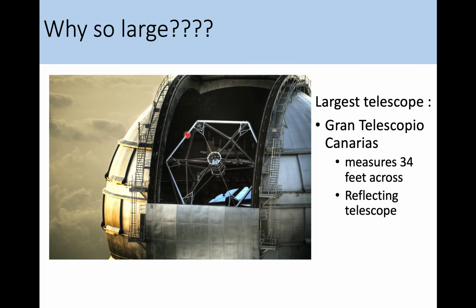So why are telescopes so gigantic? Our most powerful telescopes, now we know, we want them up on a mountain, but we also want a very large diameter of our telescope and a very large primary lens. So this is a picture of the largest telescope. It is 34 feet across. It's a reflecting telescope, and it is huge. Very largest one.